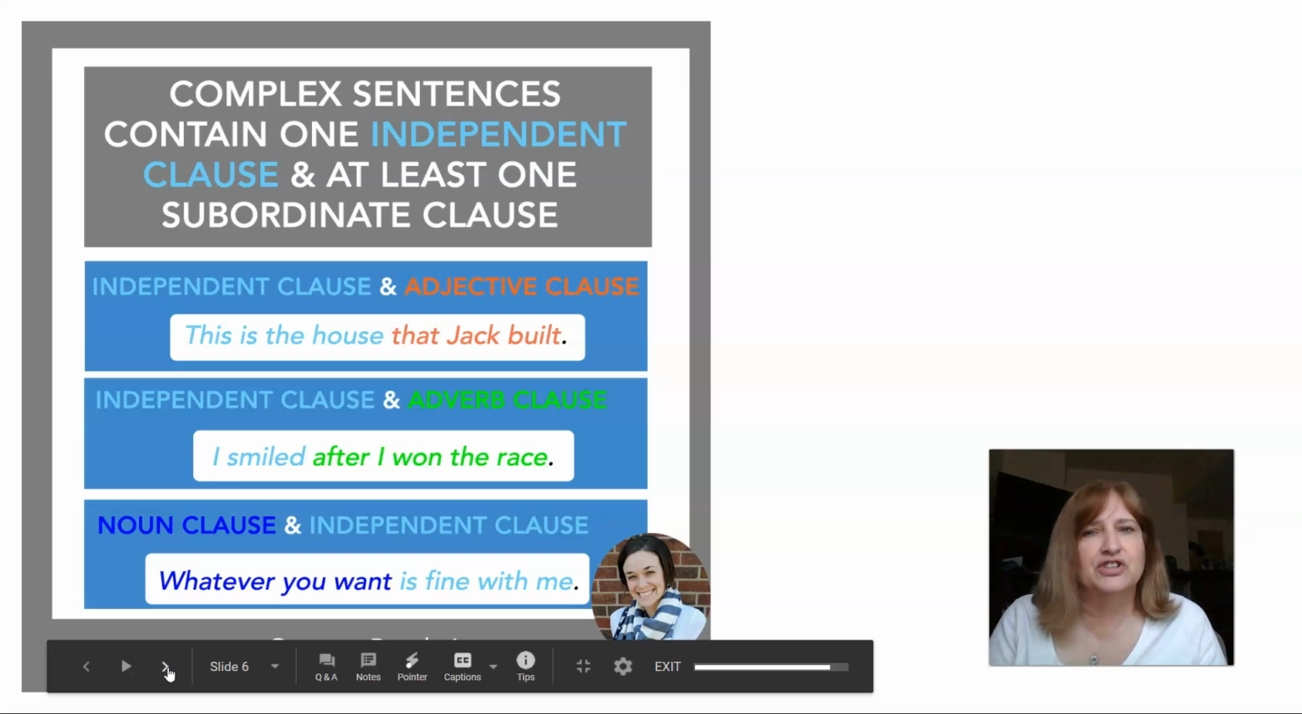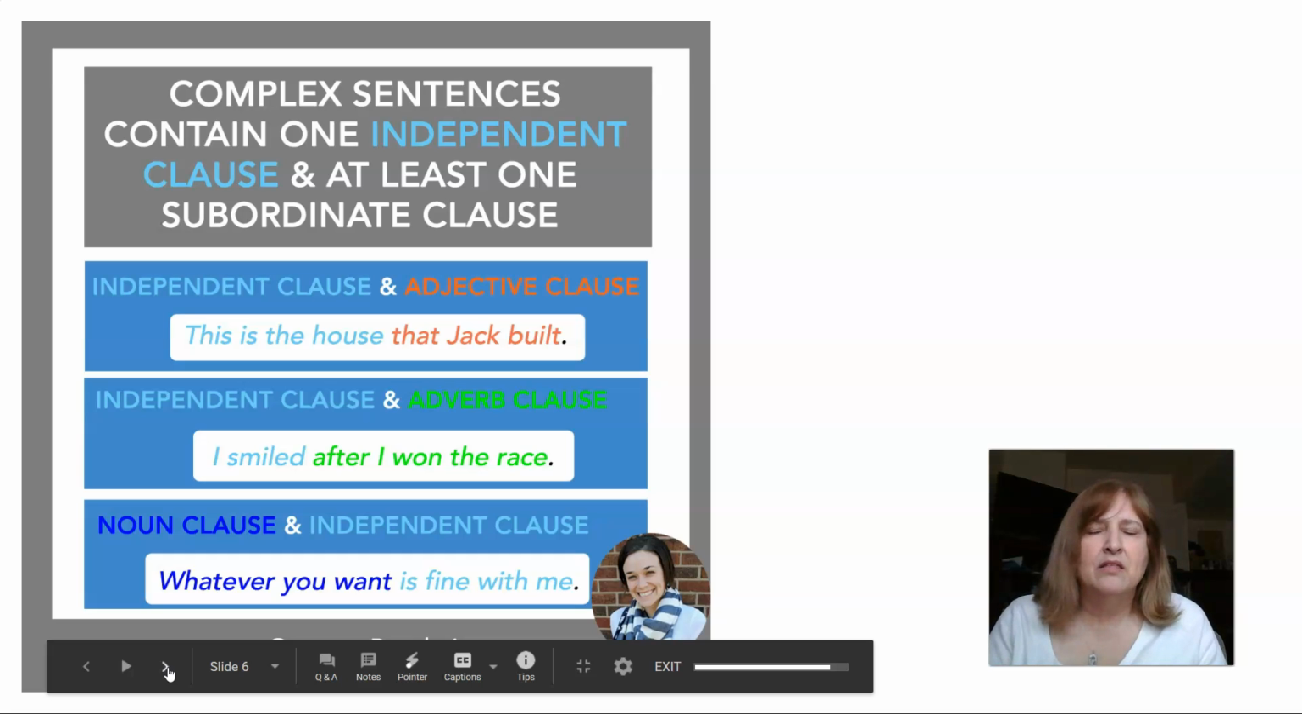That Jack built could not stand on its own. So it's dependent on the very first part of that sentence, the independent clause. I smiled after I won the race. I smiled, not a great sentence, a complete sentence though. And I think that's where we were struggling when we were practicing before this long break.